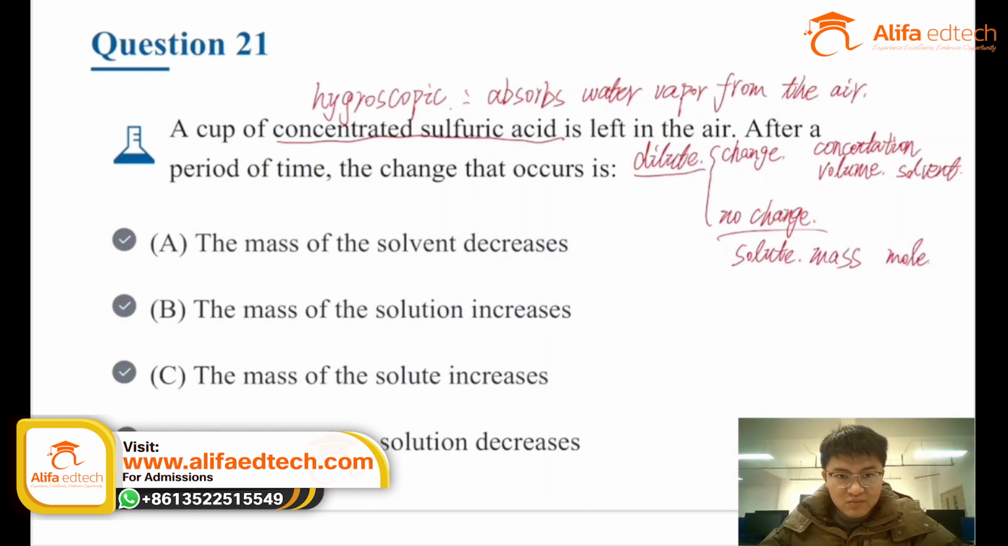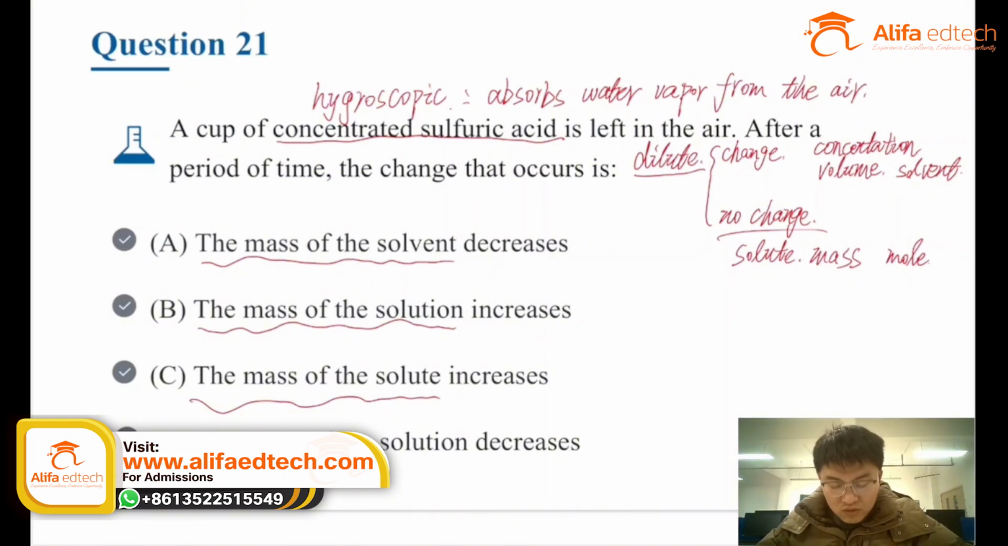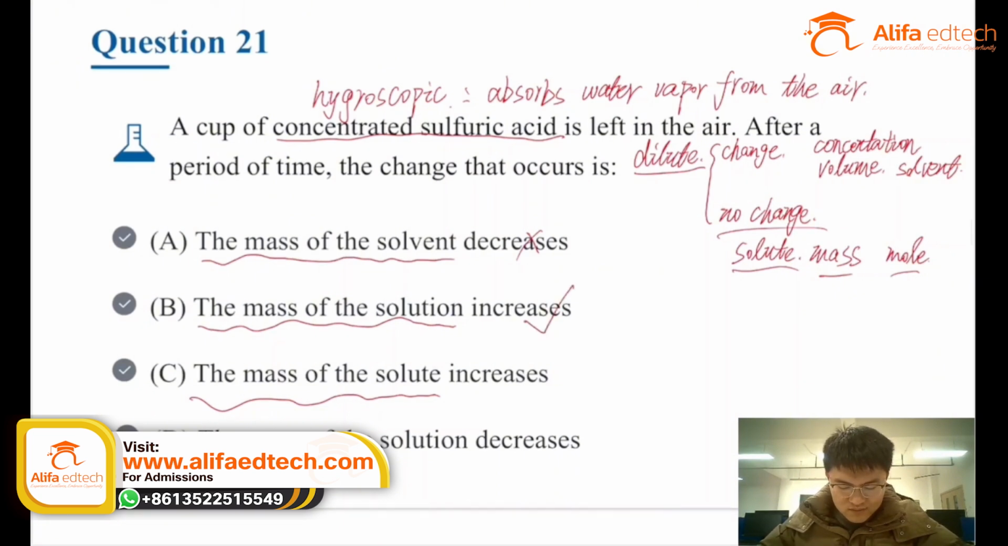We can make a very clear statement about the following options. The options are divided into 3 categories in total: the mass of the solvent, the mass of the solution, and the mass of the solute. We say that the solute's mass and moles do not change during the dilution process. The solvent, because it draws moisture from the air, goes up in mass. The total mass of the solution goes up due to water absorption. The solute is unchanged.